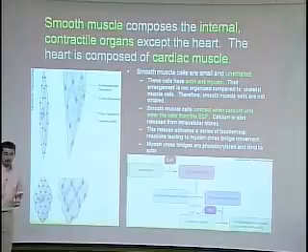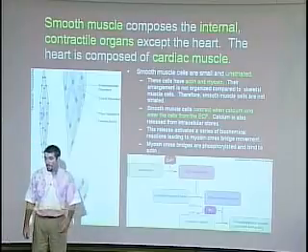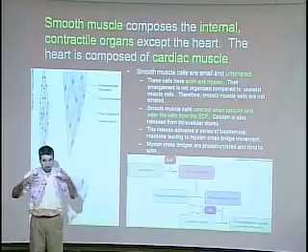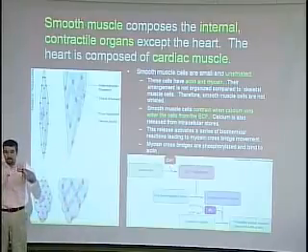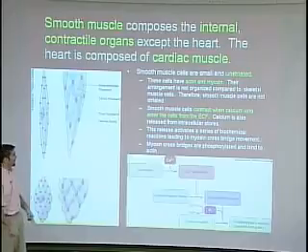And this starts to make sense as to why this would be in our stomach and in our intestine and all that kind of stuff, to help pull all this together. It wouldn't be much good if our intestine just went like this all the time. Okay? It wouldn't be very helpful.